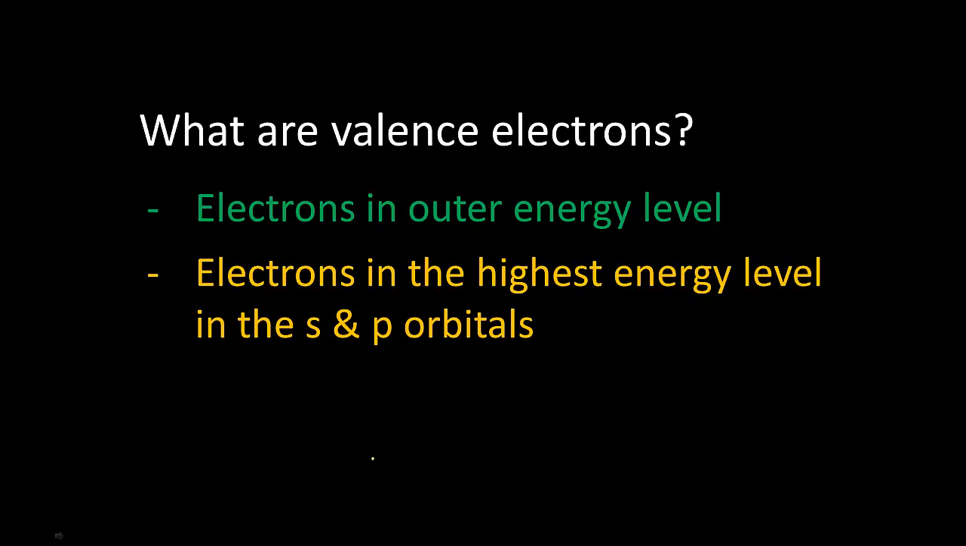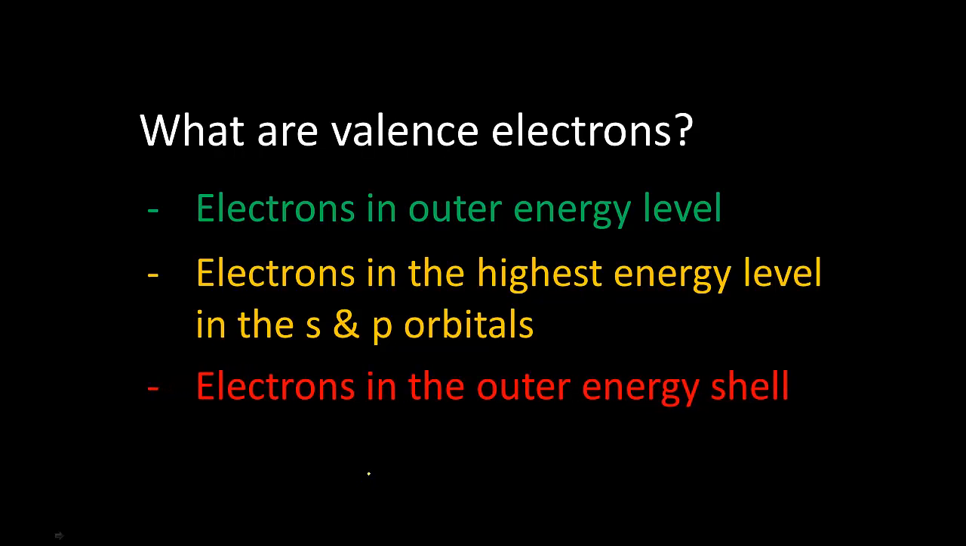For example, if an element is in period 5, that means its valence shell electrons would be in energy level 5, because 5 is the highest energy level and is the one farthest from the nucleus. Electrons are in the outer energy shell. Valence shell electrons basically are each of these. You may see them described as the electrons in the outer energy level, or the highest energy level, or the highest s and p orbitals, or in the outer energy shell.